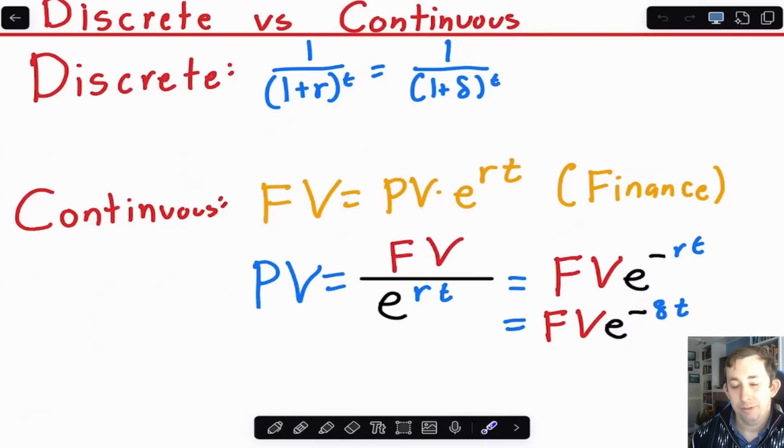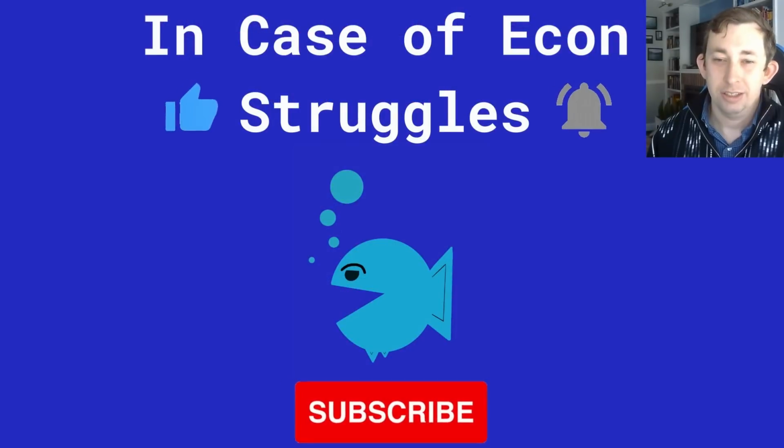These are just two different formulas you can use for time discounting, or the present value of money, depending on whether you're assuming discrete time or continuous time. And so hopefully that'll help you as you're going through your class to figure out how exactly you need to take present value.